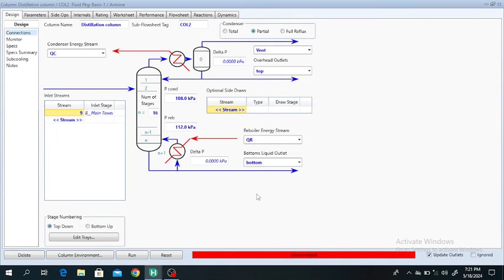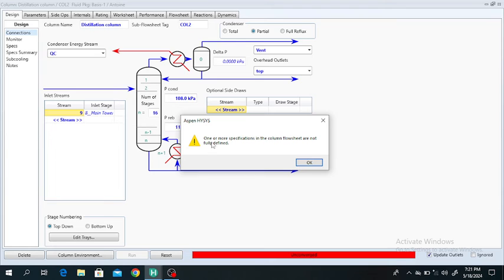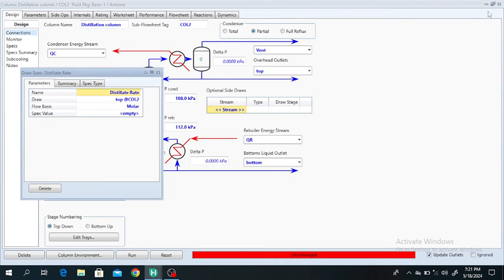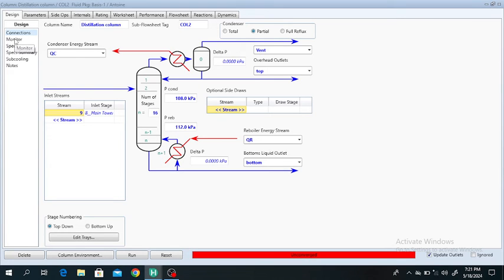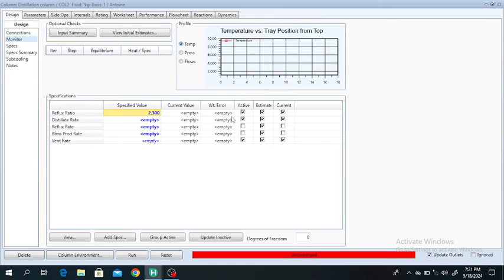It was unconverged. Click on run. One or more specifications are not fully specified. Click on OK. Now go to the monitor. This specification is active, but we have no information about the distillate, so we will deactivate this one. We have some information about the vent molar flow rate and the top molar flow rate, the distillate rate.